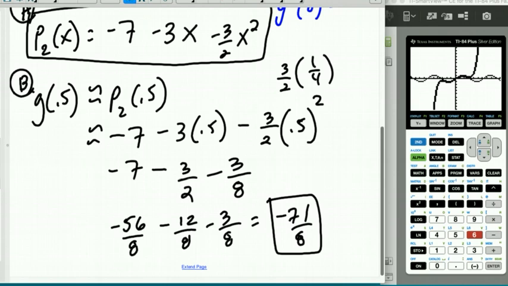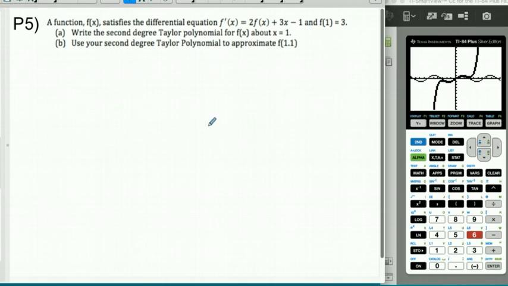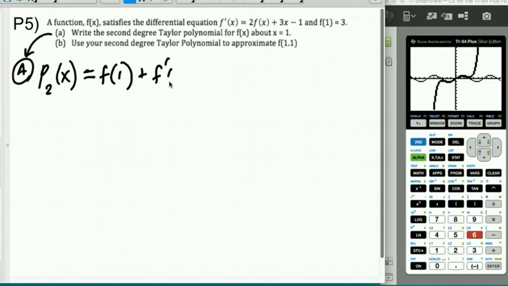So, all right, go ahead and try P5, that's the same basic idea. Again, you're given a differential equation that defines f prime in terms of f, and we're going to write the second degree Taylor polynomial. So again, the very first thing you should do here is say, hey, what does a Taylor polynomial of the second degree require? Like, what do I need, right? And we're doing this about x is 1, right? So this is going to be f of 1, plus f prime of 1 times x minus 1, plus f double prime of 1 over 2 factorial times x minus 1 squared, right?